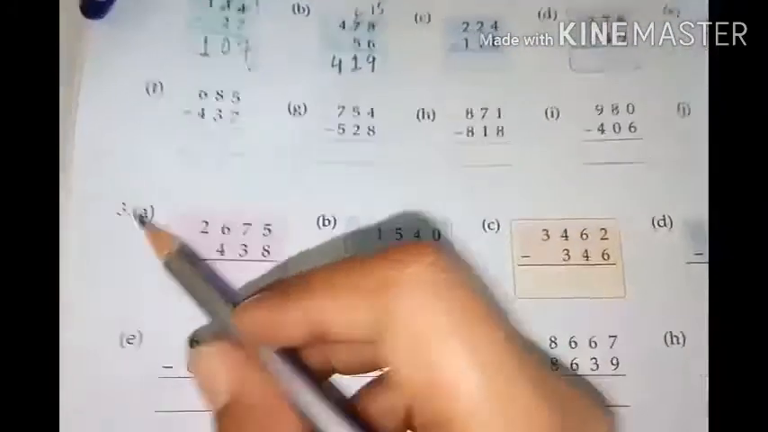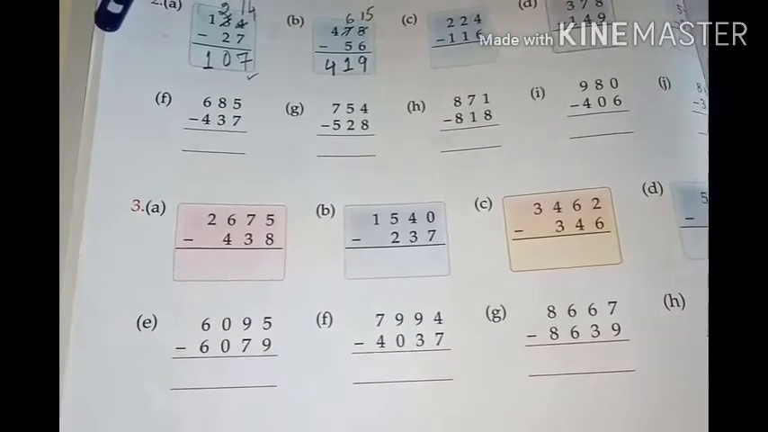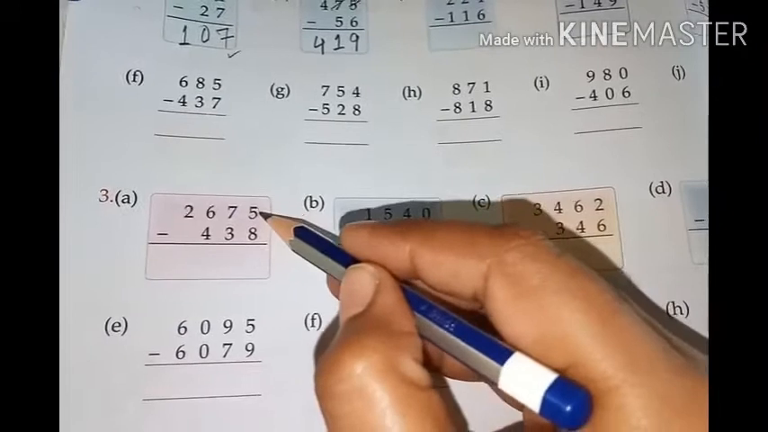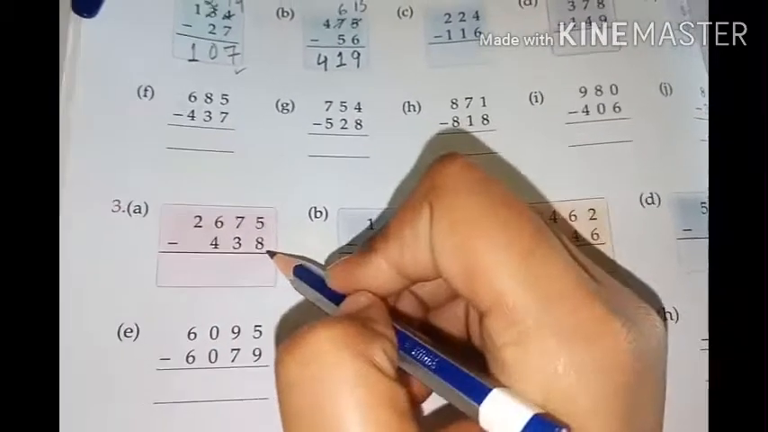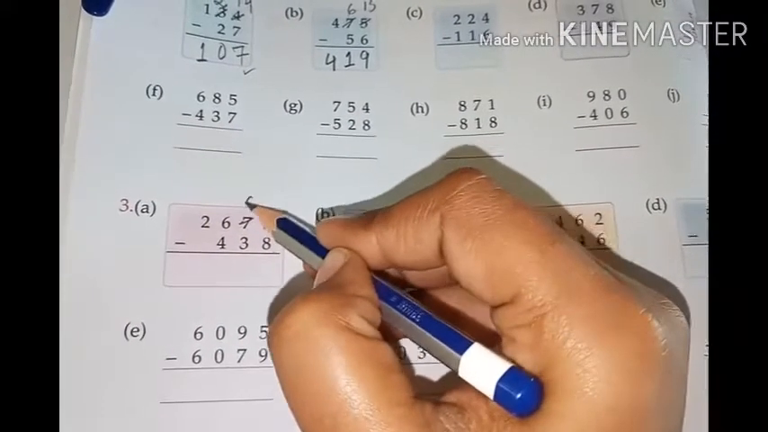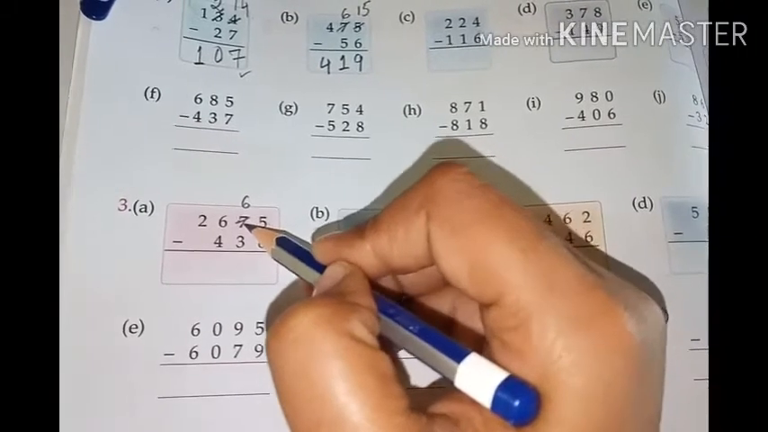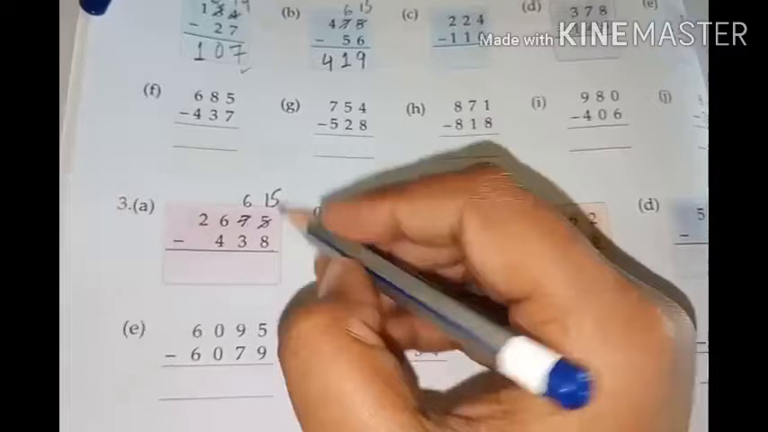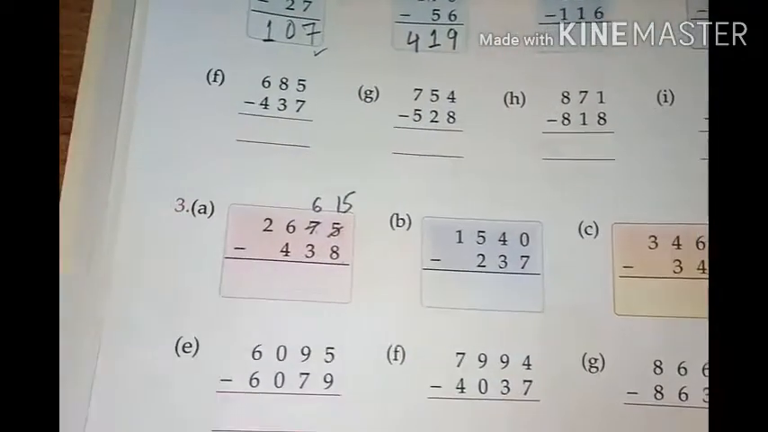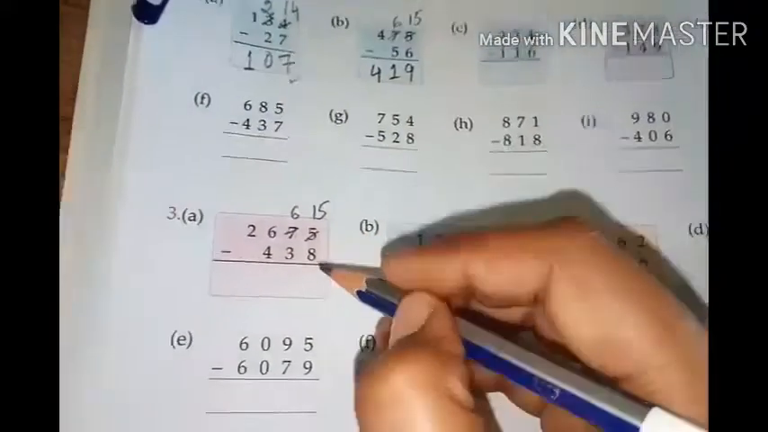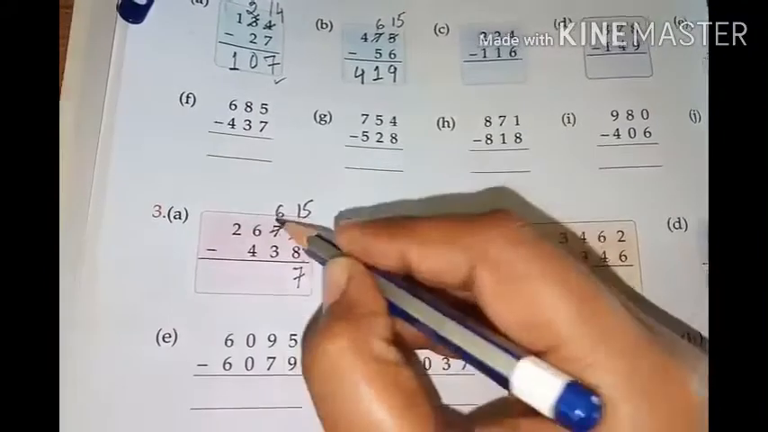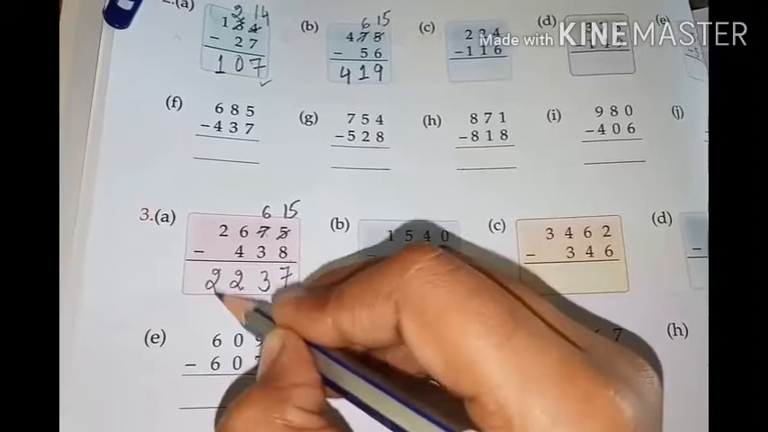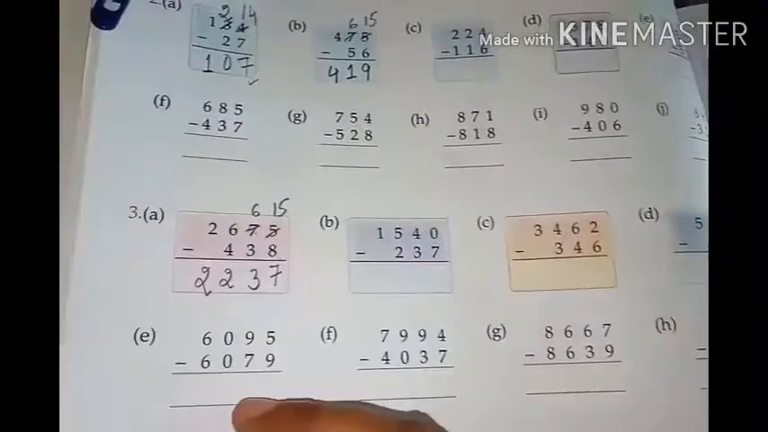Now question number 3. Let's do question number 3's A part in which we have, let's start with the ones place. 5 minus 8. We cannot subtract 5 with 8. So let's take 1 from 7 from the tens place. 7 will become 6 and 5 will become 15. 15 minus 8 is equal to 7. Okay. 6 minus 3 is 3. 6 minus 4 is 2 and this 2 will remain as it is. So this will be your answer.